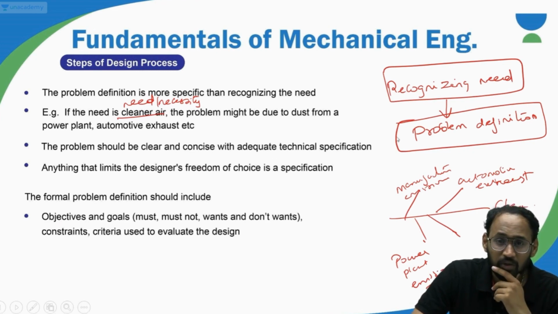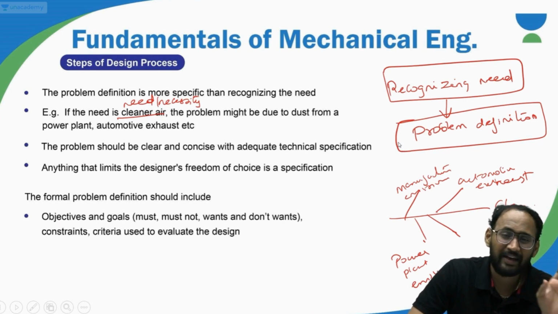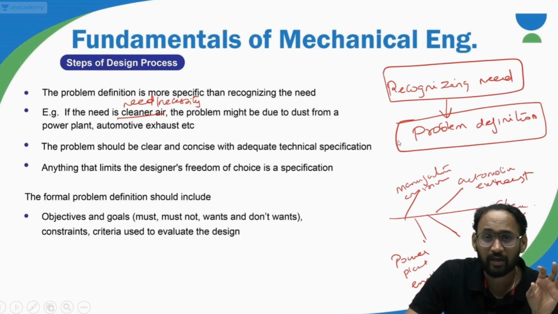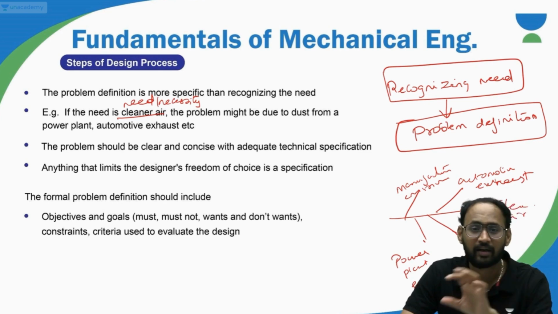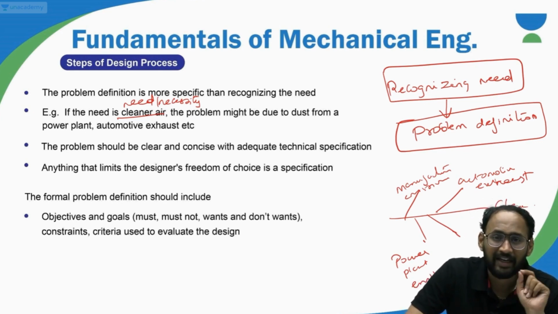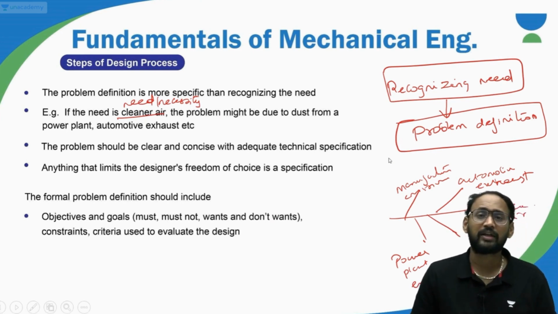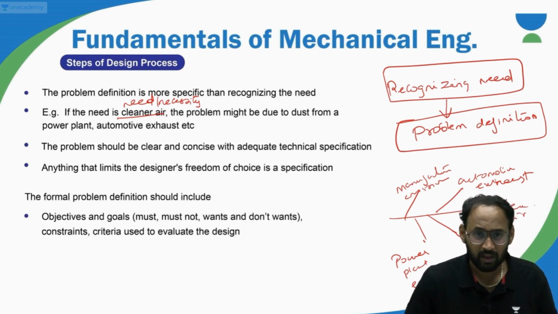So for a problem definition, the problem should be clear and concise with adequate technical specification. This is very important. This is a process of converting a normal layman requirement, or a normal need or necessity, into a technical requirement. So you have to be clear, concise and precise on the requirements or the problem definition, mainly because this is going to set the direction for the project.